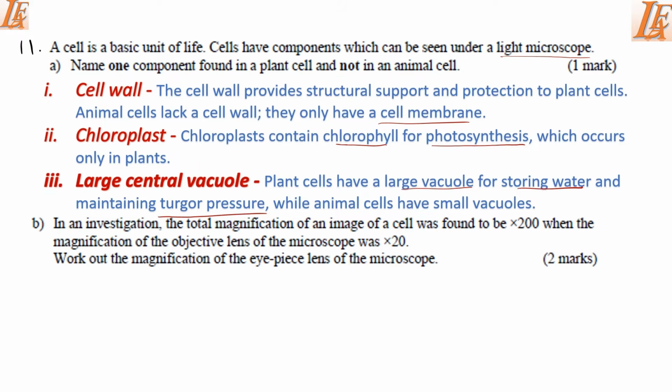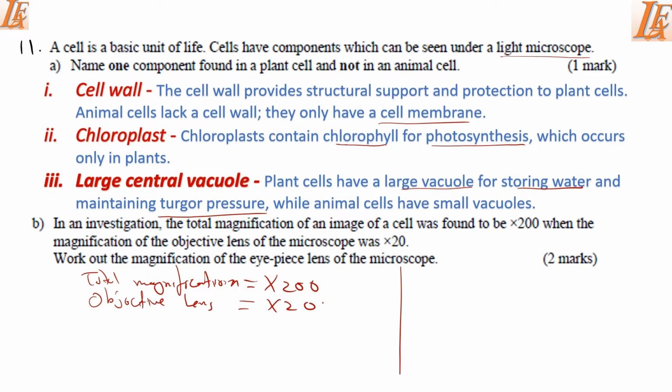Question B, in an investigation, the total magnification of an image of a cell was found to be times 200. The magnification of the objective lens is times 20. Now the question is, work out the magnification of the eyepiece. So we are looking for the eyepiece magnification, that's what we don't have.